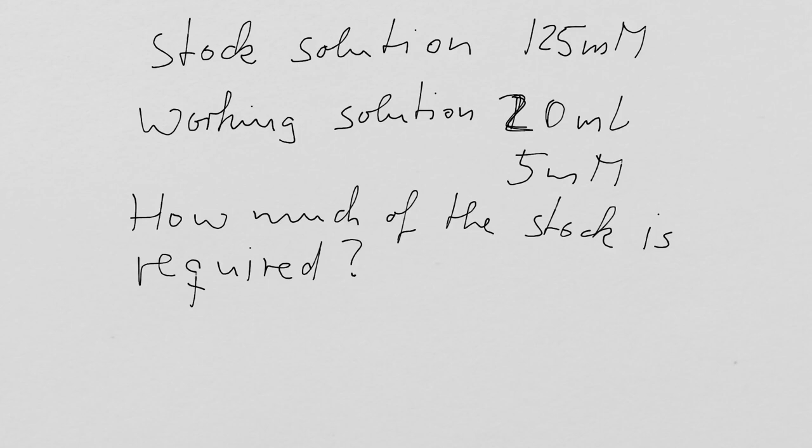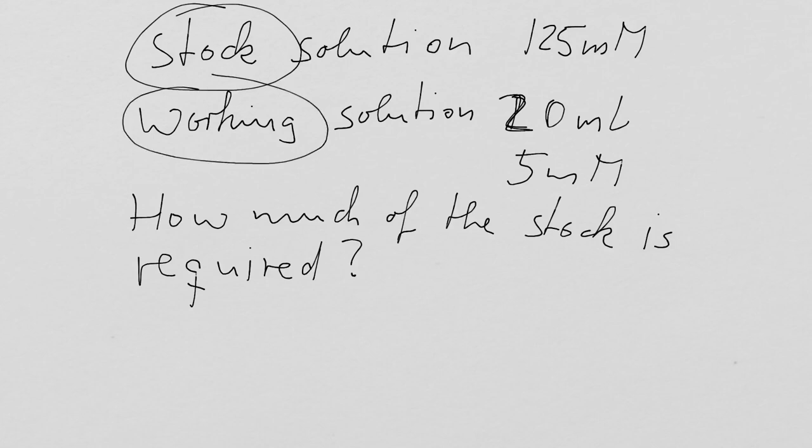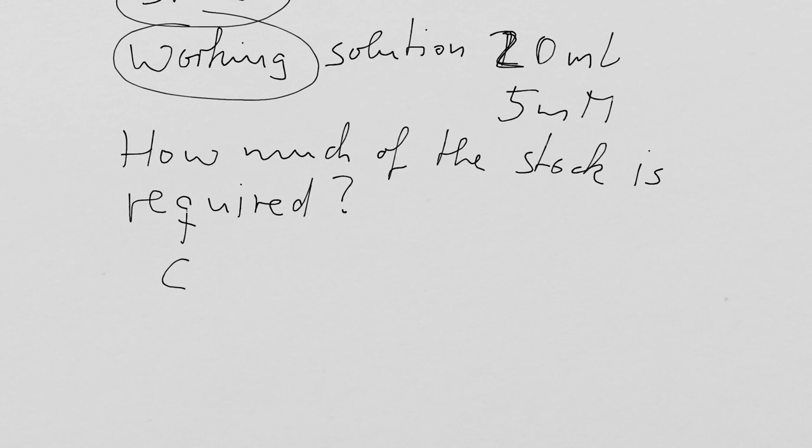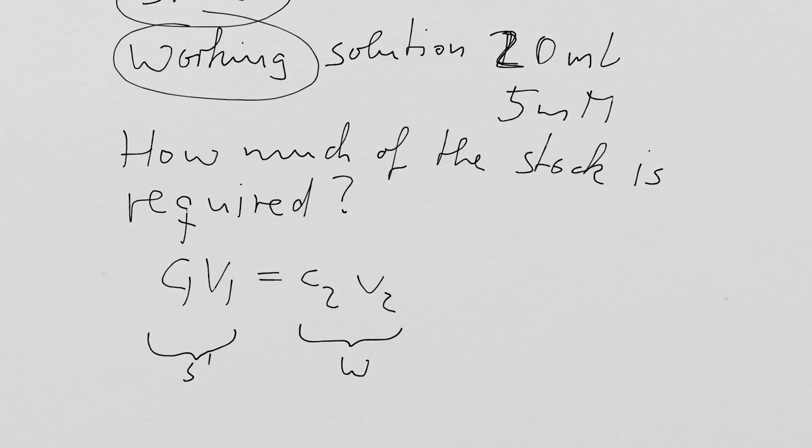Shall we do it together quickly? And then I give you another one where you can try it yourself. We are dealing with working and stock solution. And here the trigger for you must be working, stock, C1, V1 equals C2, V2. That's the trigger for you. We say that is our working solution and that is our stock solution. So our C2 is 5 millimolar and our V2 is 20 milliliter.